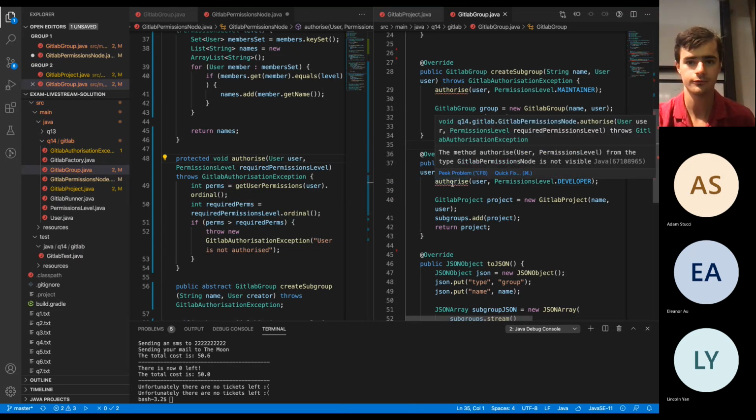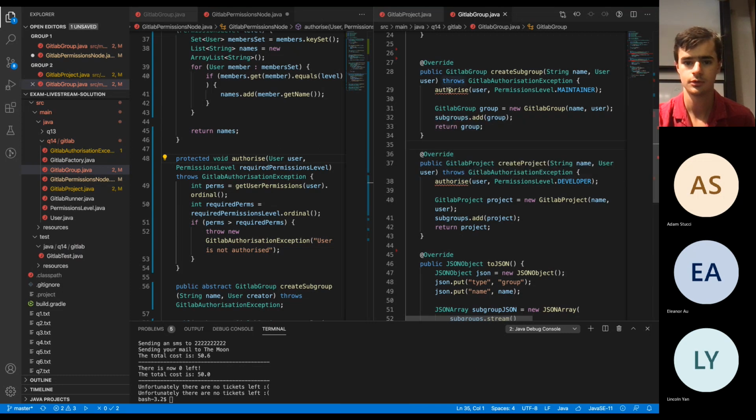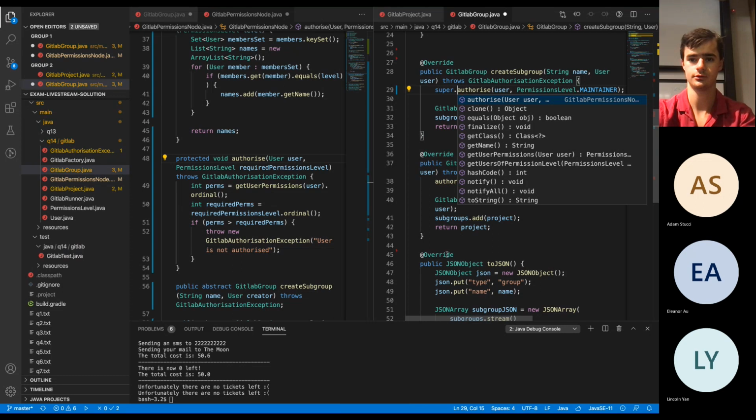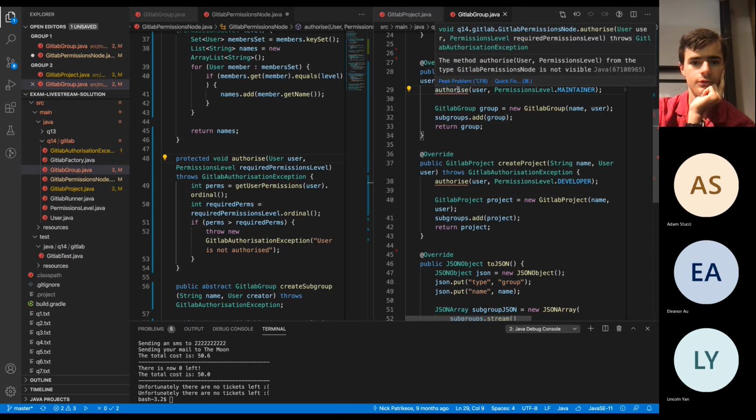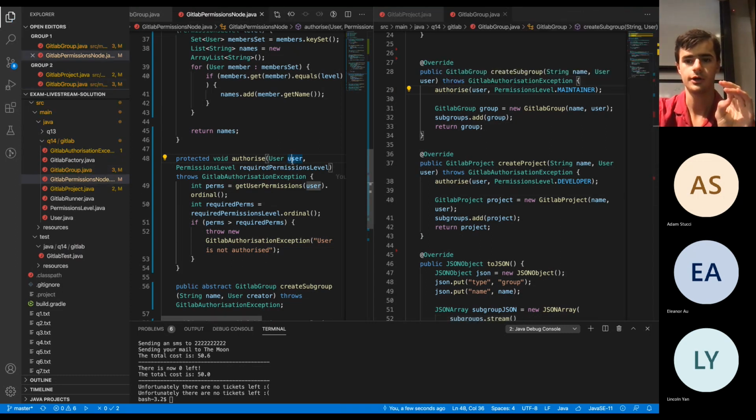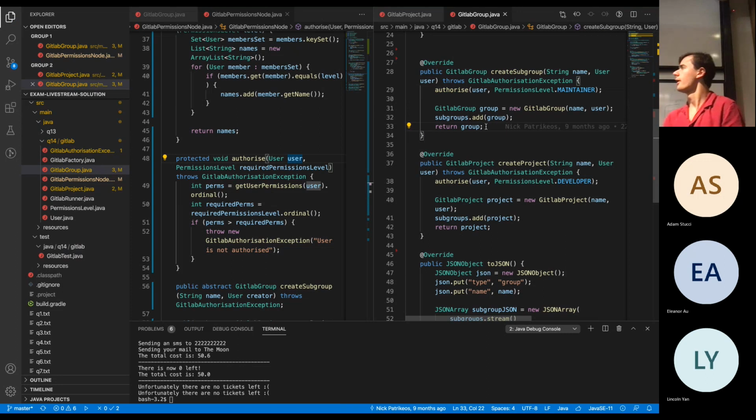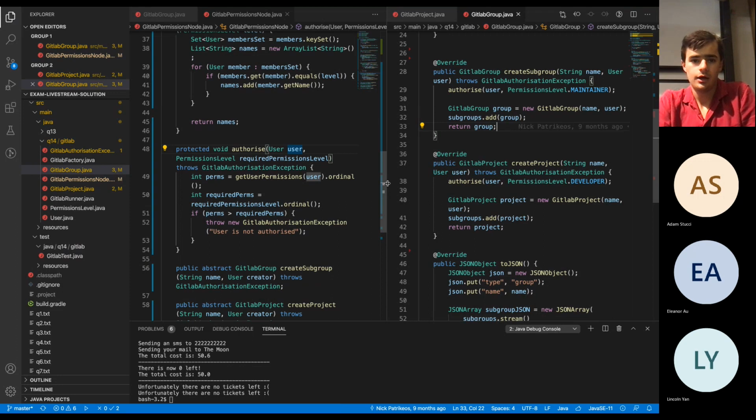What, method authorize is not visible? I have to say super.authorize. Okay, that's fine. Oh no, it's fine. I think my VS Code today is being slow. Okay. Sorry, I haven't coded this course all term, so I've forgotten how to use VS Code.